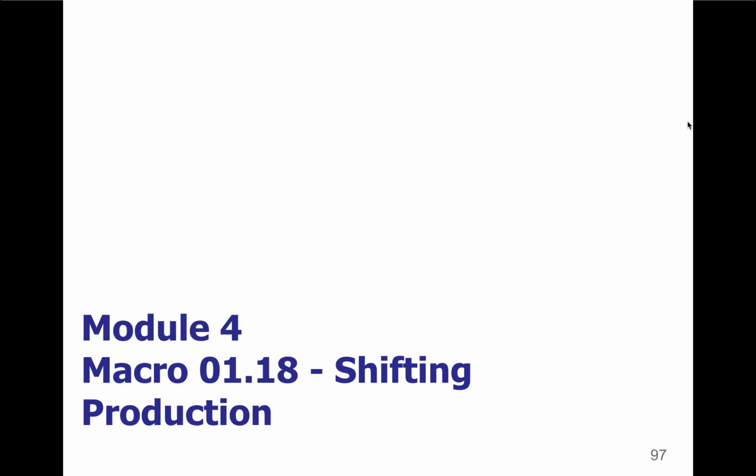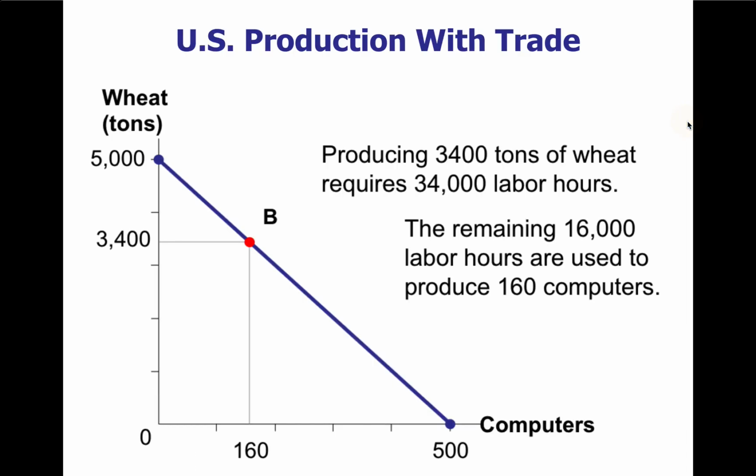it a little bit. The question said, if the US makes 3,400 tons of wheat, how many computers can they make? And you had to figure out that spot. There's many different ways that you could have come up with the correct answer. But here is also the correct answer.